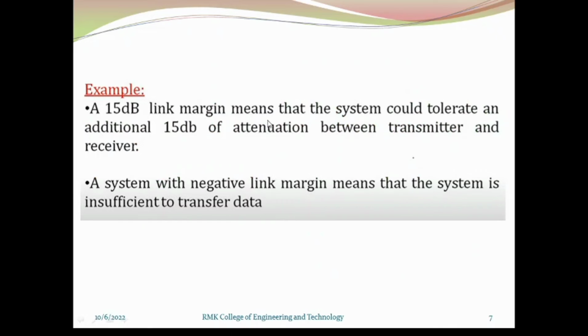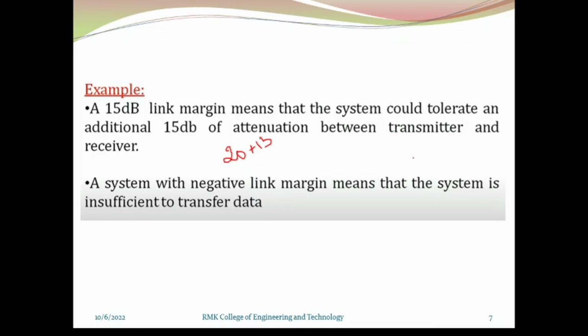right? For example, a 15 dB link margin means the system could tolerate an additional 15 dB of attenuation between transmitter and receiver. That means, suppose we want to design a 20 dB receiver, we are going to include 20 dB plus 15 dB, for example, right? Because 15 dB is the tolerable one. So 20 plus 15 dB we are going to estimate.